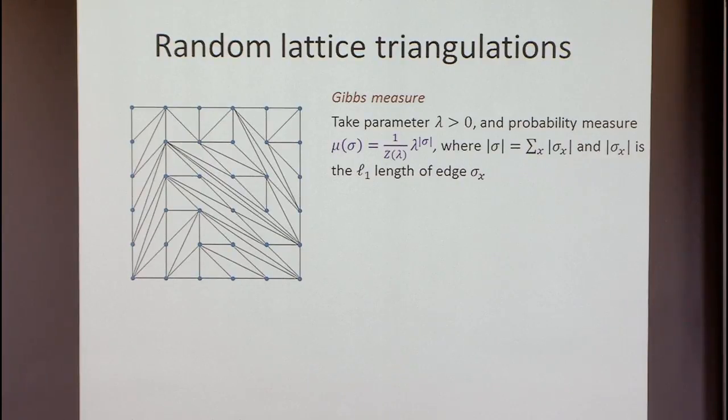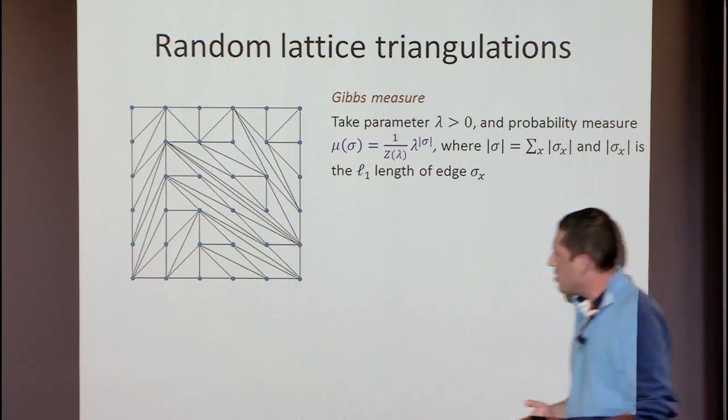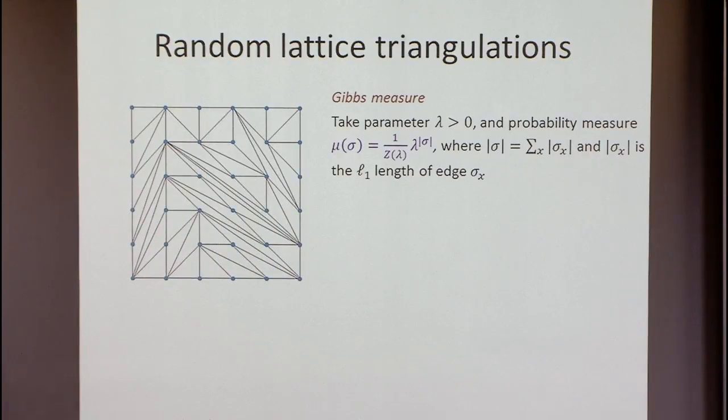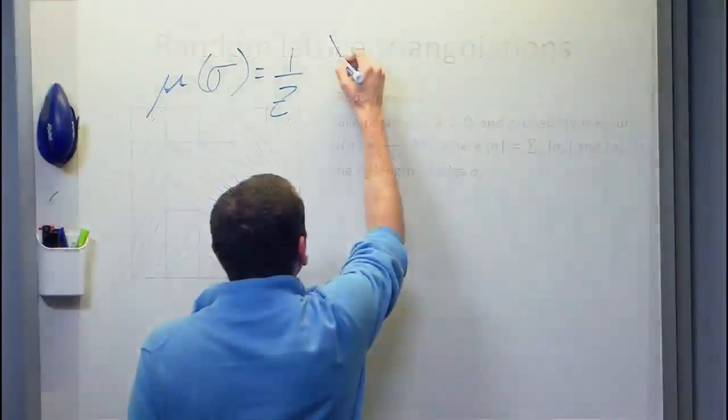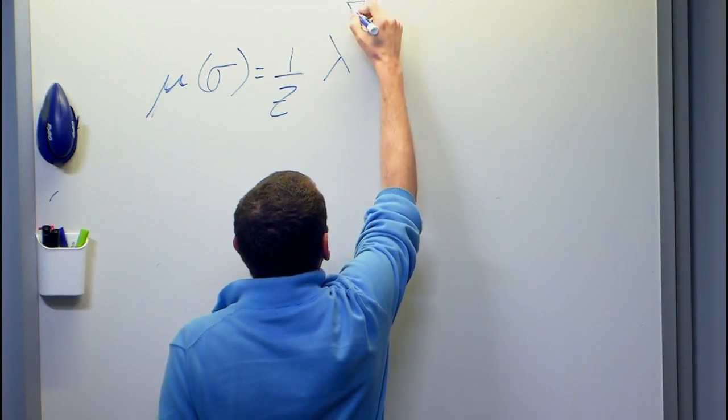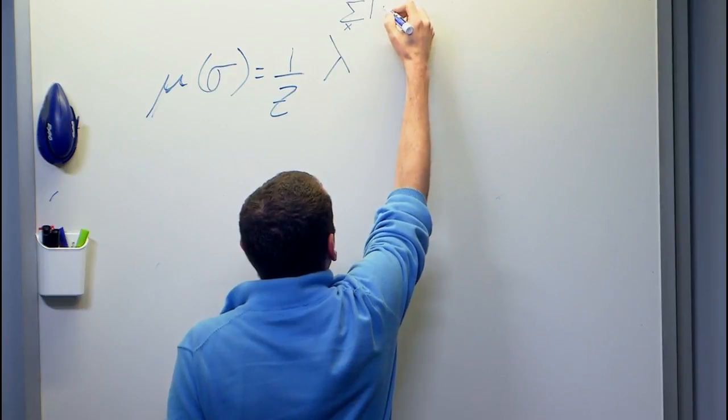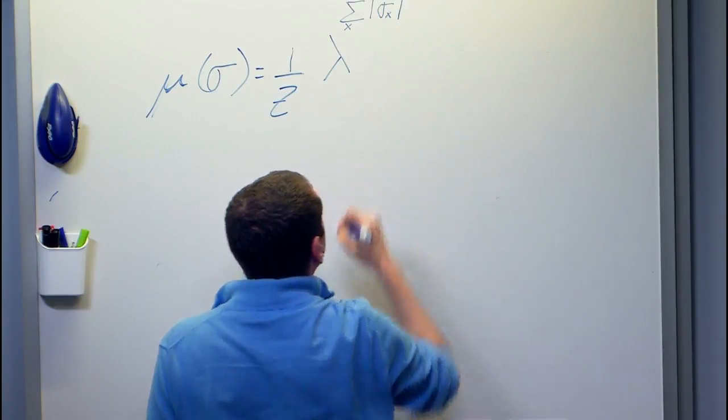So what I'm going to look at now is random such objects, and I'm going to introduce the following measure on lattice triangulations. I'm just going to write it here for simplicity. For each triangulation sigma, we're going to have a measure mu of sigma, which has a normalizing constant to make it a probability measure. Then you have a parameter lambda to the sum over all midpoints x of the size of the edge of sigma whose midpoint is x.